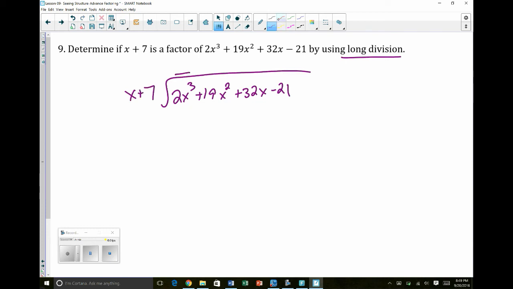What times x gives me 2x cubed? Well, 2x squared. 2x squared times x is 2x cubed. 2x squared times 7 is plus 14x squared.